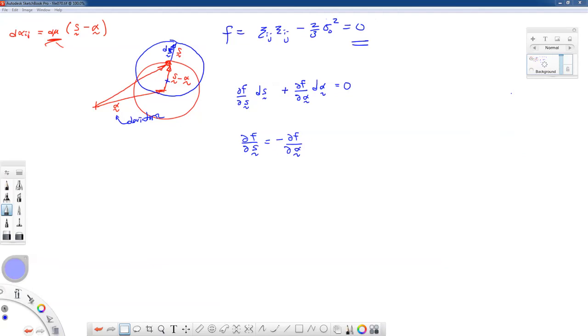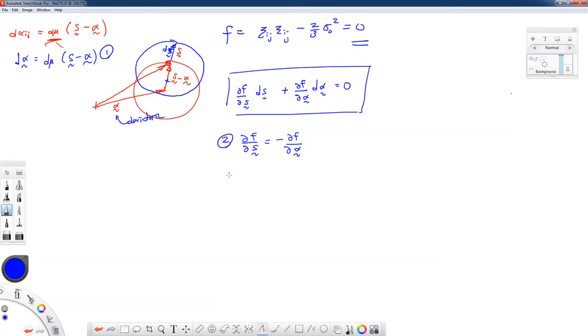Alright, so we're going to start with this line. The partial of f with respect to s ds plus partial of f with respect to alpha d alpha is equal to 0. And what we're saying up here is d alpha, if we write it in this vector form, is equal to d mu times (s minus alpha). Alright, so we're going to use this and this in this equation right here. Okay, let's see what we get.